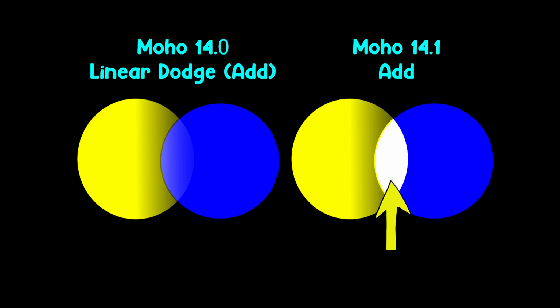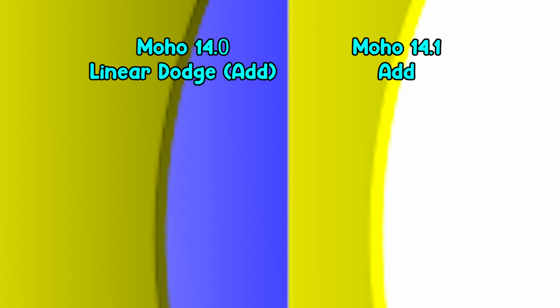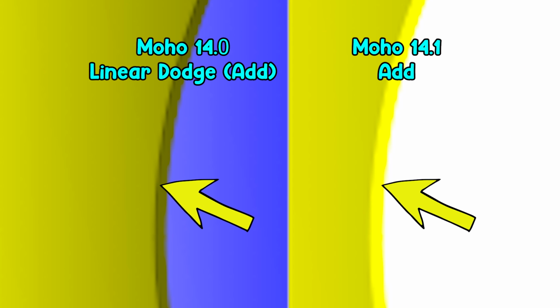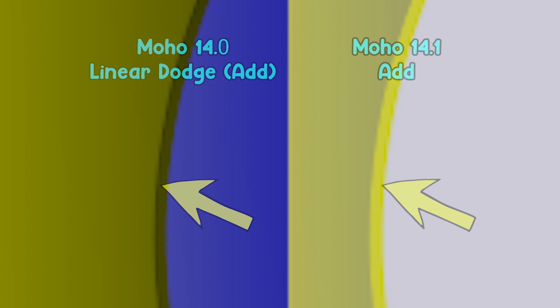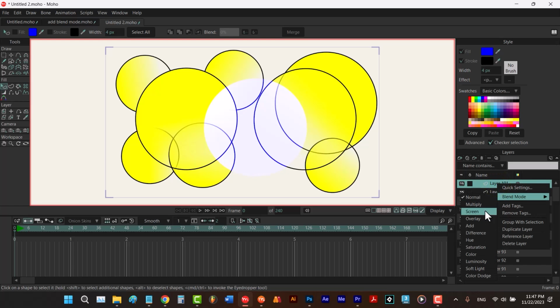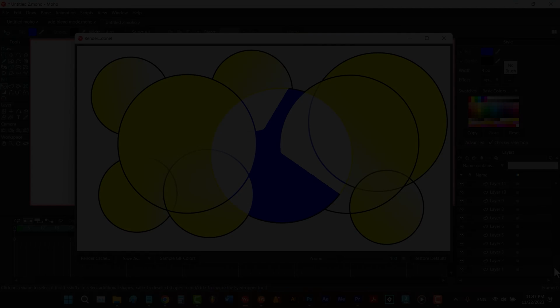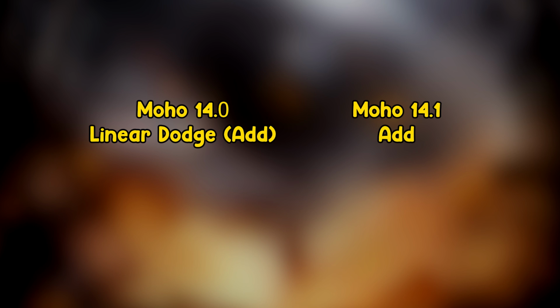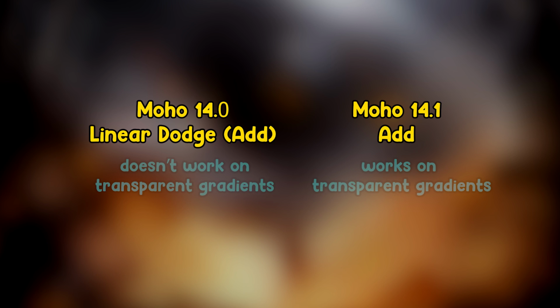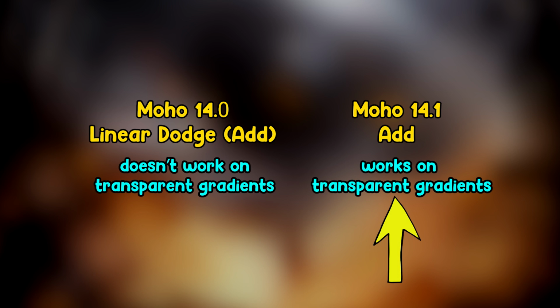However, in Moho 14.1 we don't have this problem, and instead of calling this blend mode Linear Dodge Add, we just call it Add. Also, if you look closer, you can see the difference between strokes as well. And you might say it's not a really big update, but you'll know what I mean when you need to apply an Add blend mode on hundreds of layers, including a shape with a transparent gradient. So, as I said, they changed the name of this blend mode from Linear Dodge Add to Add. Also, this new blend mode works on transparent gradients as well.